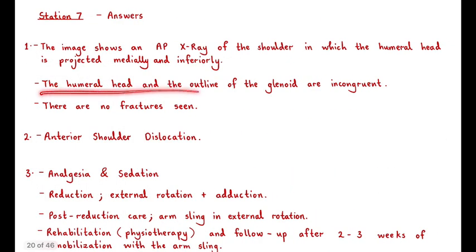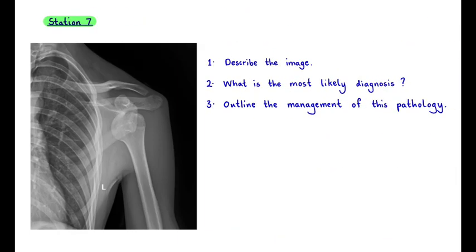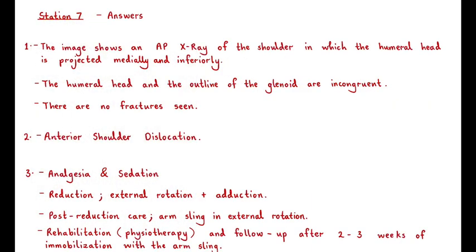And then the humeral head and the outline of the glenoid are incongruent. The glenoid cavity is right here and the humeral head is right here. So this is an anterior shoulder dislocation. So this projection of the humeral head medially and inferiorly is pathognomonic for an anterior shoulder dislocation.